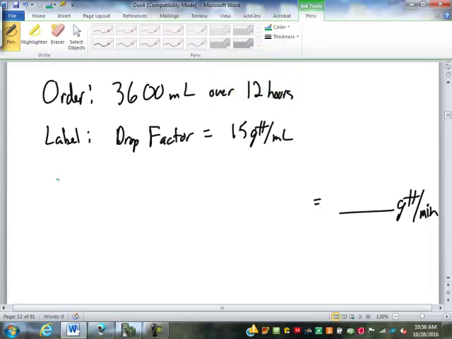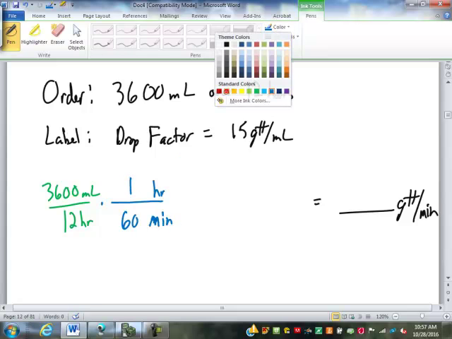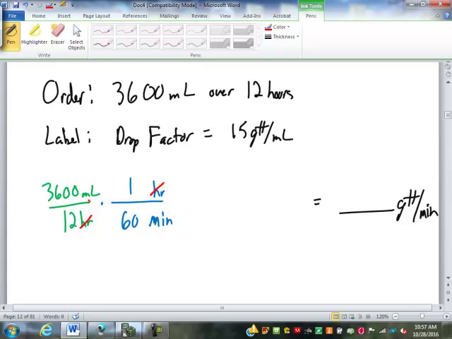So we'll start out with our order of 3,600 milliliters over 12 hours. I'm going to go with the hours first. I could go with milliliters first, it wouldn't matter, but I've always been in the habit of doing the drop factor last. Partly because sometimes you want milliliters per minute, sometimes you want drops per minute. So I always get it to milliliters per minute first and then convert. So 1 hour is 60 minutes. So I've got rid of the hours. Right now my top unit is milliliters, my bottom unit is minutes. So I would be in milliliters per minute.